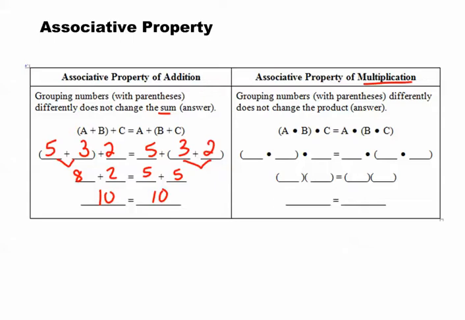Same thing with multiplication. If I change where my grouping symbols, my parentheses, are, let's do this: 2, 3, 4, 2, 3, 4. So in this case, I would do this first. That's 6 times 4. That would give me 24. But over here, I would do this one first because it's in the parentheses. That's 12 times 2, which still gives me 24.